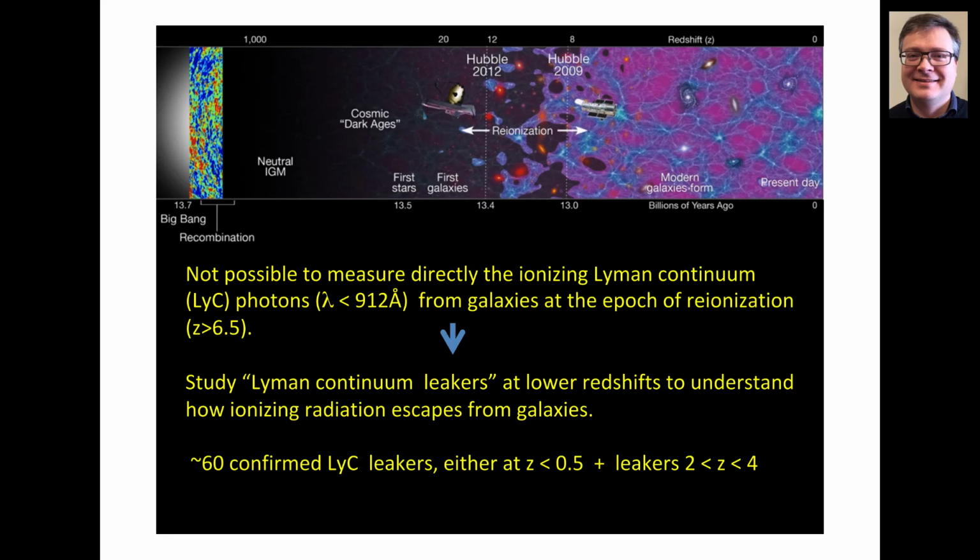So the idea is to try to find Lyman continuum leakers at lower redshifts, because at reionization, you cannot really study this radiation because it's absorbed along the line of sight. So the highest redshift you can hope to see this ionizing radiation is around redshift 4. Right now, at any redshift, there are only about 60 or so confirmed Lyman continuum leakers. Some of them are at pretty low redshifts, and some are at redshift 2 to 4.